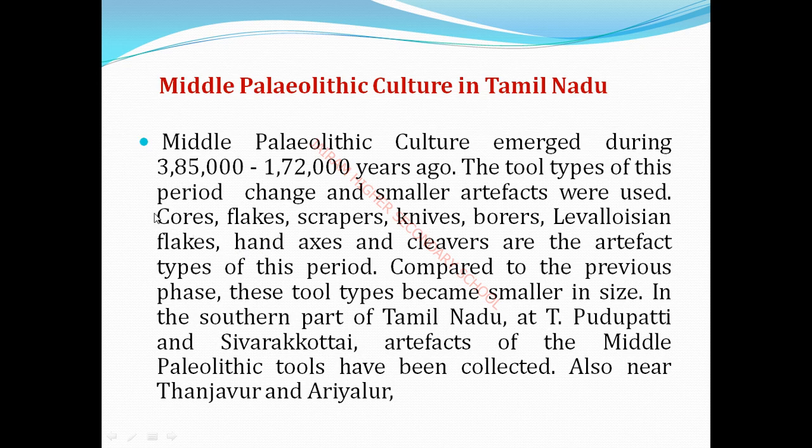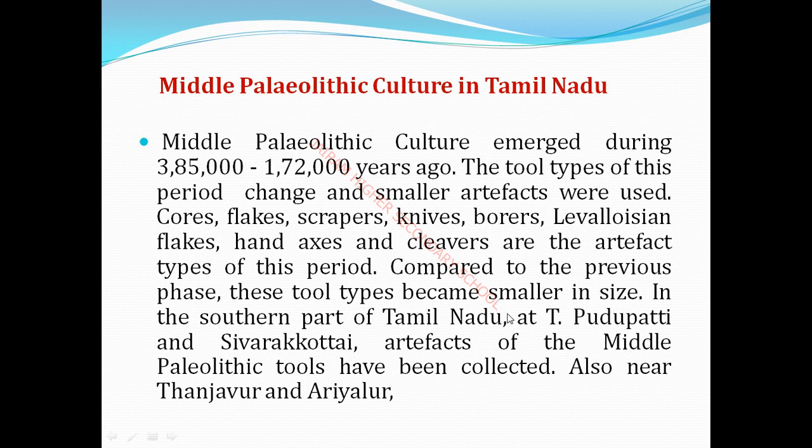What are the things they used? Very small things: cores, flakes, scrapers, knives, burins and Levallois flakes. Hand axes and cleavers are also artifact types of this period. An artifact is a very small thing that they used with their hand. Compared to the previous phase, these tool types became smaller in size. In this Middle Paleolithic culture, all the humans used very small artifacts only.